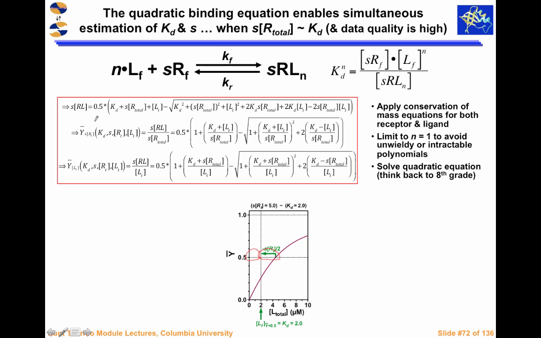When we crank through that quadratic math, which we'll do in the module on binding kinetics, we see that SRL is equal to 0.5 times KD plus SRT plus LT minus the square root of KD squared plus SRT squared plus LT squared plus 2 KD SRT plus 2 KD LT minus 2 SRT LT. That's a bit of a mouthful to say, but it's pretty easy to enter into a computer, and so we can use this equation in PRISM to analyze binding isotherms acquired under these circumstances.